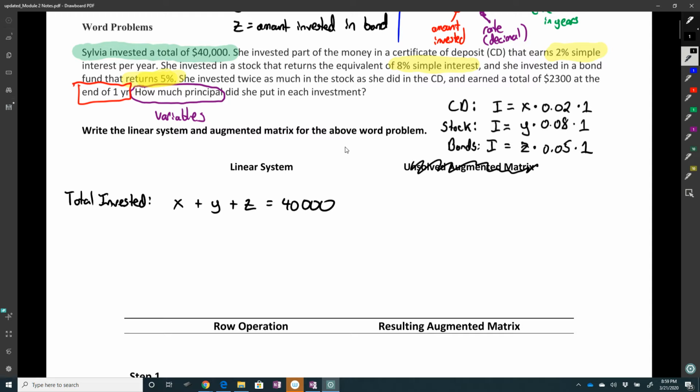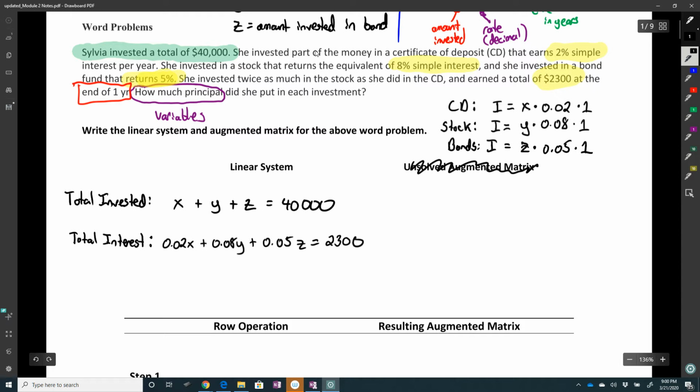And so now I can create another equation for the total invested. Not total invested, sorry. Total interest earned. And that equation, I just use what I have up there. So 0.02x. And a lot of people would have stumbled upon this equation. I just really want to show you why it is what it is. Plus 0.08y plus 0.05z. And she told us that she makes $2,300 in interest. So that's going to be $2,300.